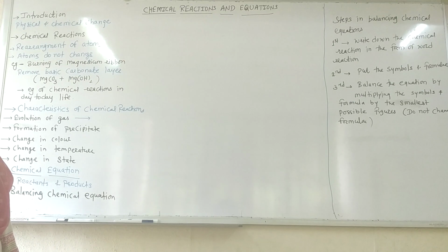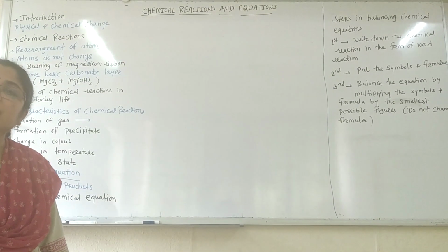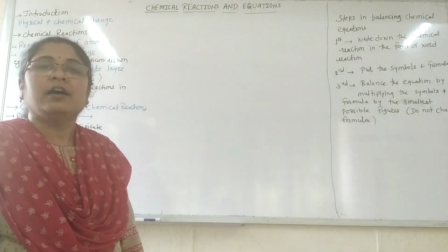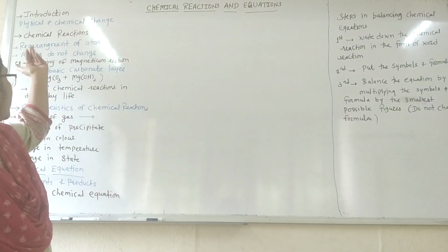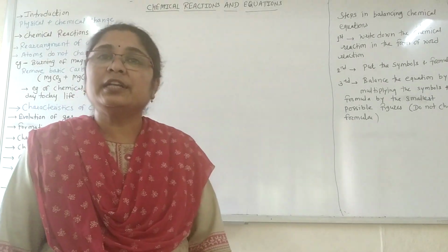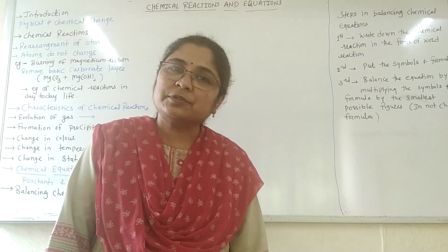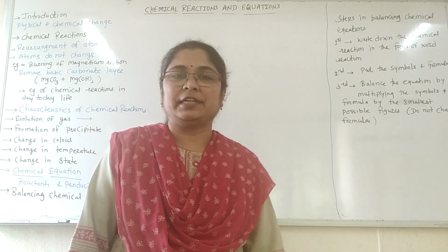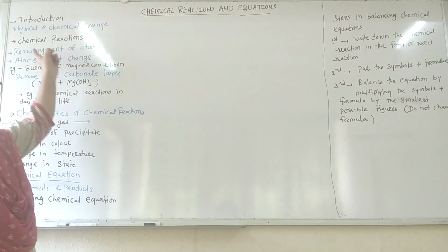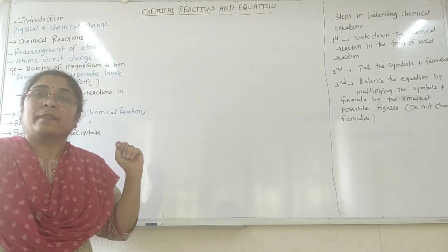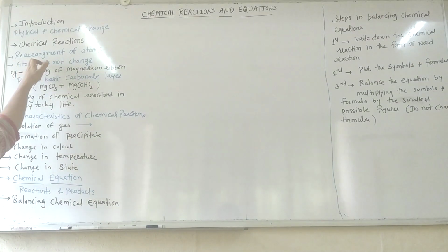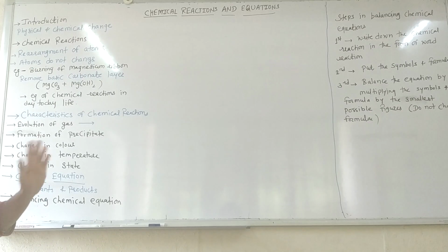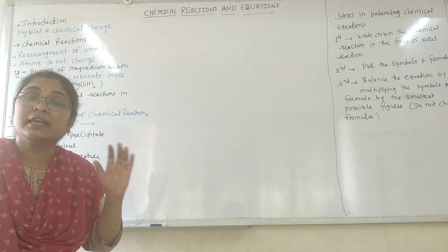Chemical changes. During chemical changes, every time a chemical reaction occurs. What are these chemical reactions? During chemical reactions, two or more substances combine together to form a product with new properties. So chemical reactions are the reactions in which rearrangement of atoms takes place.